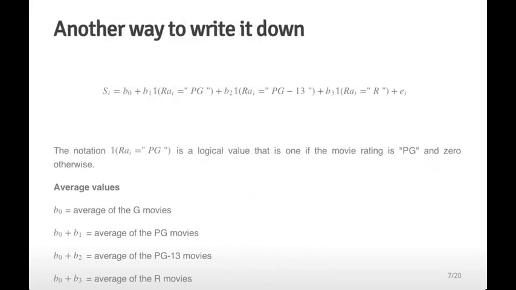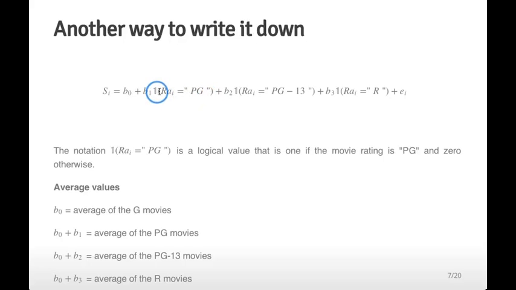Another way to write it down, other than just calculating a mean for each group, is we could say, suppose I have a score for the ith movie. That score is related to this sort of linear model. Again, it's just like fitting a regression line, but where we include a slightly different kind of variable. So we have this B0, which is now going to be the average rating for movies with a G rating. And then what we do is we add a term that's an indicator variable.